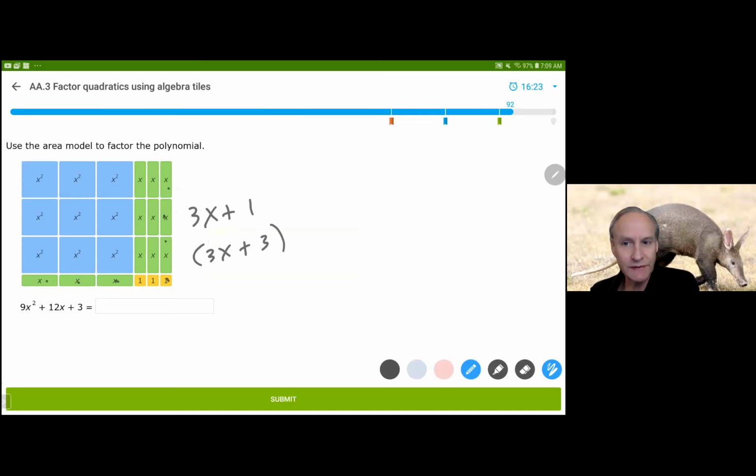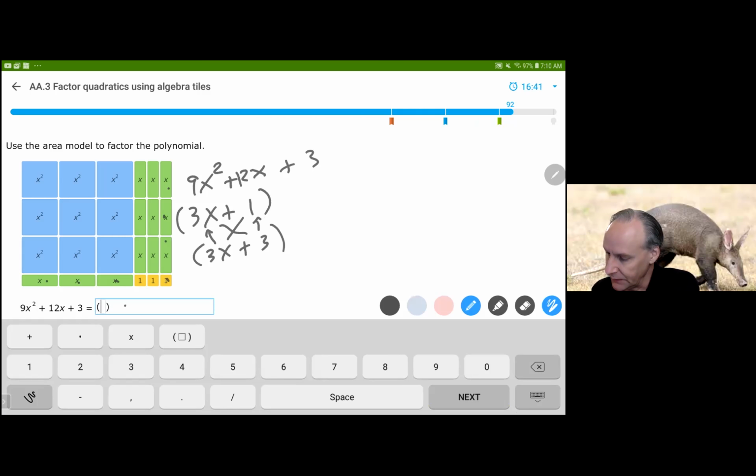And I want to just point something out. When I multiply these, I multiply them like this. There's my 9x squared. There's my plus 3. And for my middle term, I multiply these and add them in my head. 9x and 3x makes 12x. Anyway, that's going to be 3x plus 1 and 3x plus 3.